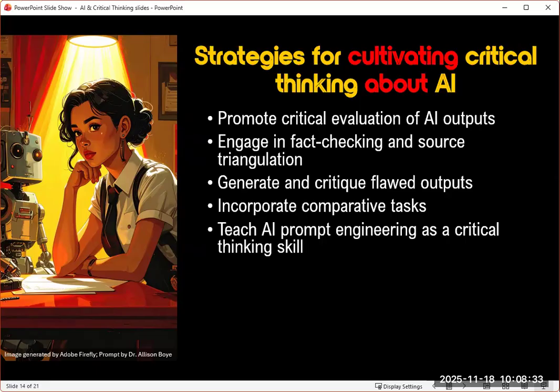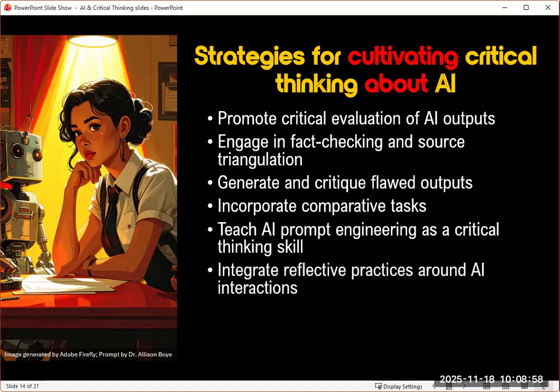And as someone who's been a writing professor, to me, that sounds very much like rhetorical analysis, right? Students have to think about the context, think about their audience, think about the goals when they're doing this prompt engineering. And again, those are all really good critical thinking tasks that also encourage them to think critically about AI. And then here's that reflection piece again. It's really, really beneficial to purposefully integrate reflective practices around AI interactions.